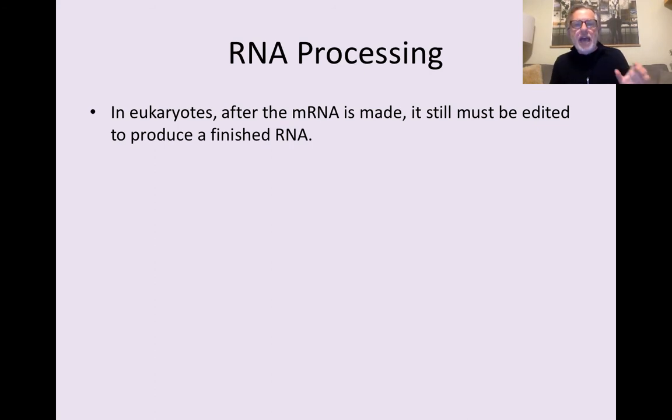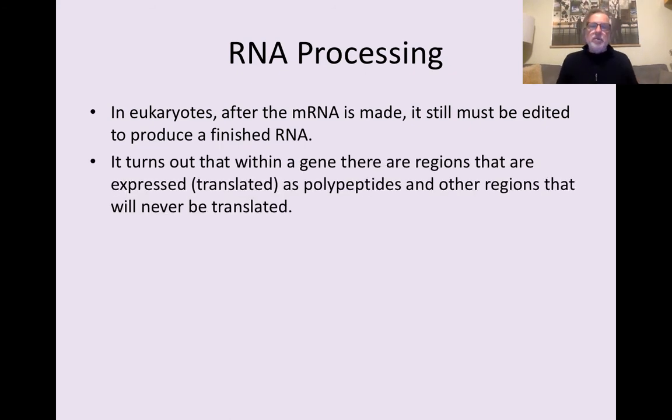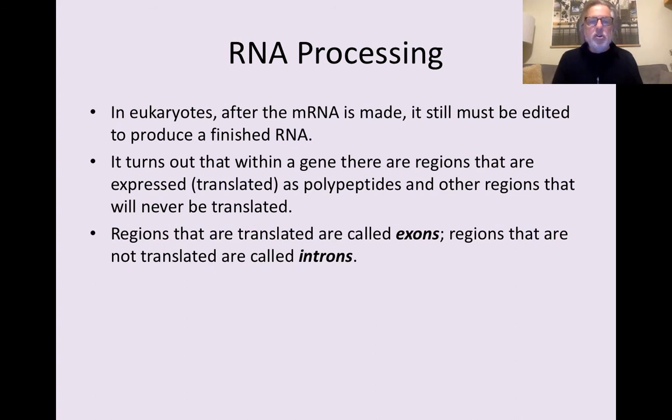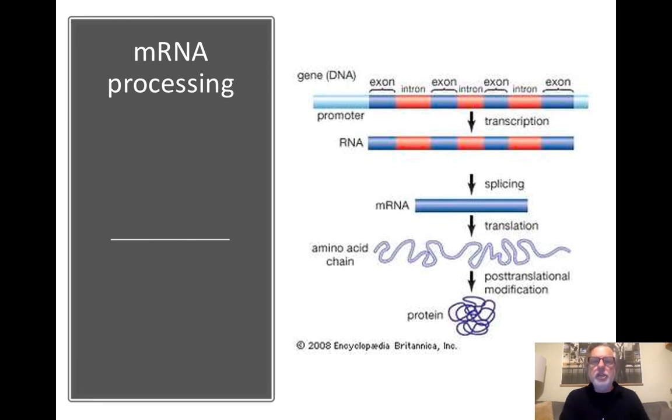In eukaryotes, after the mRNA is made, it has to be processed, or what's called sometimes edited, to produce a finished RNA. It turns out that within a gene, there are regions that are expressed, which means they're translated as polypeptides, and other regions that will never be translated. And now here's some vocabulary. Regions that are translated are called exons, and regions that are not translated are called introns. And you can think of the exons as the expressed regions, and you can think of the introns as the intervening regions.